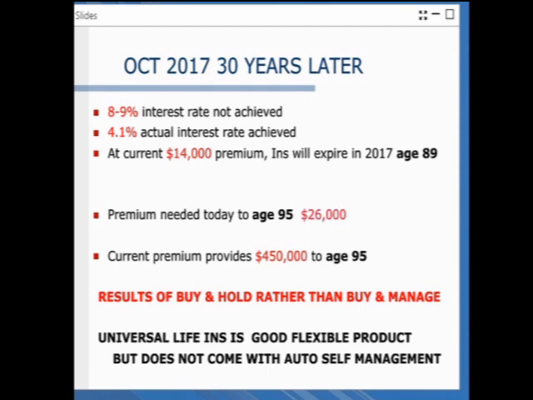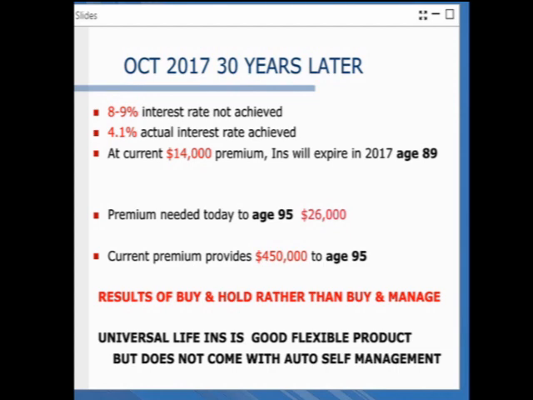Well, that 8 to 9% interest rate was not achieved. We had an average of 4.1% actually achieved. Today, at that $14,000 premium to obtain that $1 million of insurance, that policy will expire today, 30 years later, in 2017, at the insured's age 89.